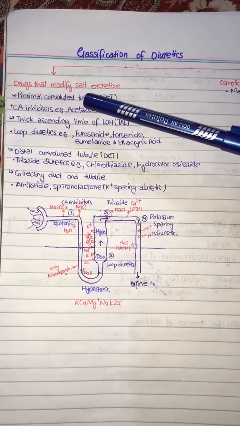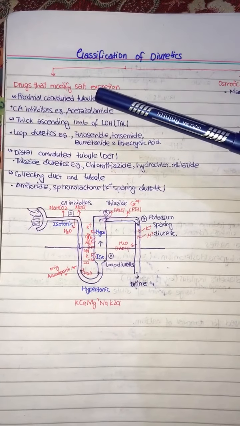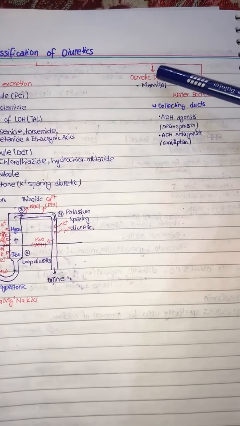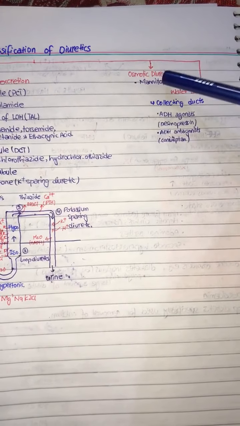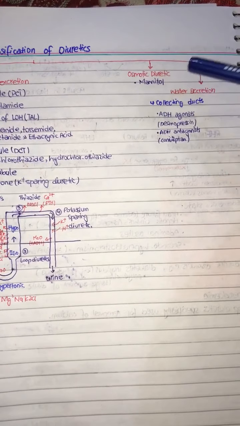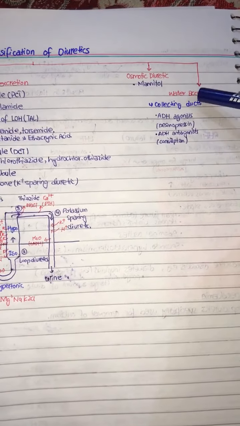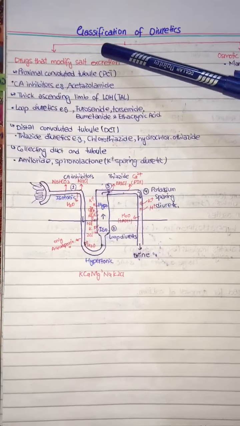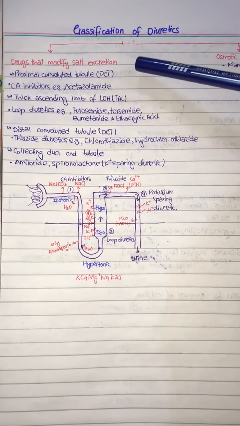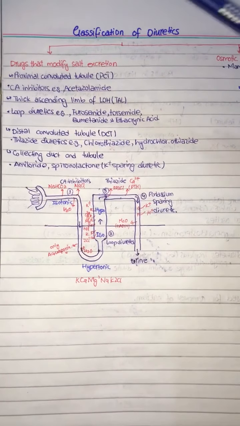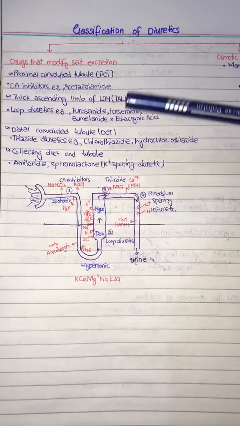So first of all, the classification of diuretics includes two main divisions. The first one modifies salt excretion, and the second one is the osmotic diuretic, which is related to water excretion. And first, we shall discuss the first portion, that is the proximal tubule, also called the proximal convoluted tubule.